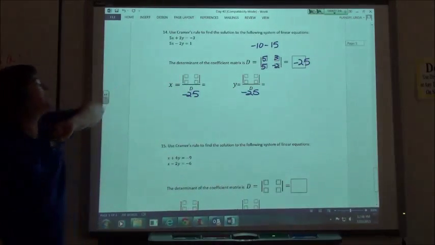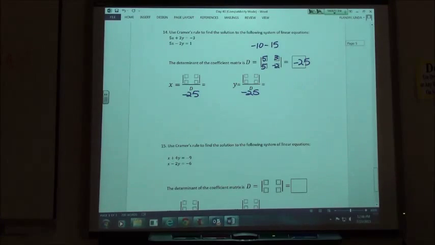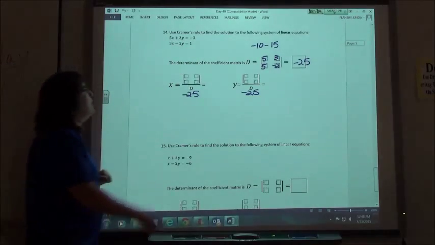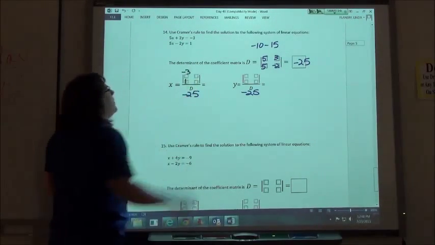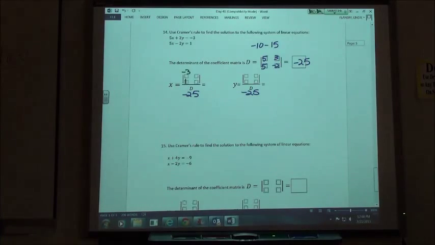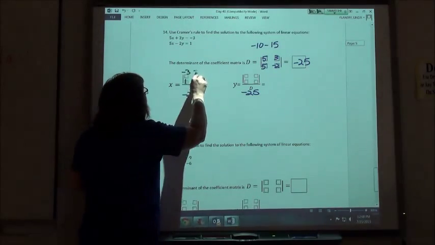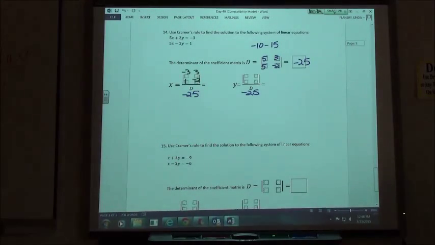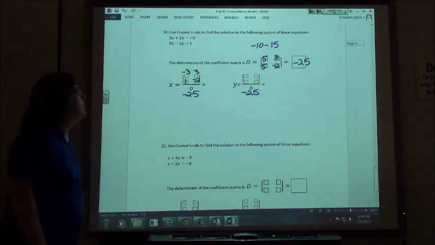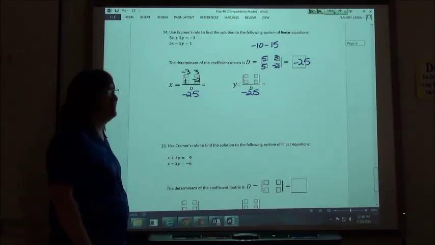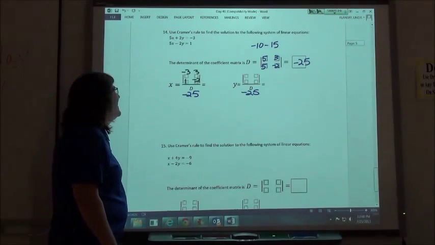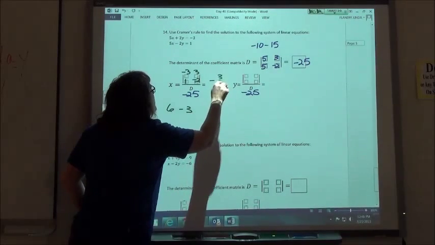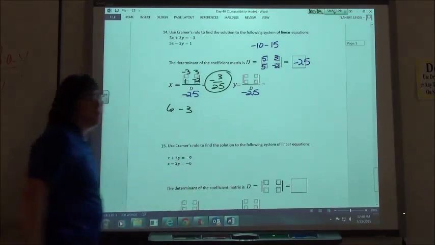So now I need to do my determinant. It's called D sub x. I'm replacing my x column with my answer numbers. So my first column is going to be negative 3, 1, and my second column would be 3, negative 2, because it's the y's of the original problem. So finding the value of that determinant, we would get 3, because we have 6 minus 3, which is 3. So negative 3/25 should be our value for x.